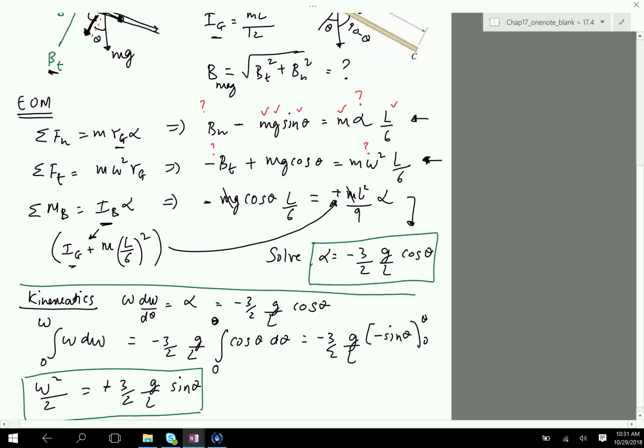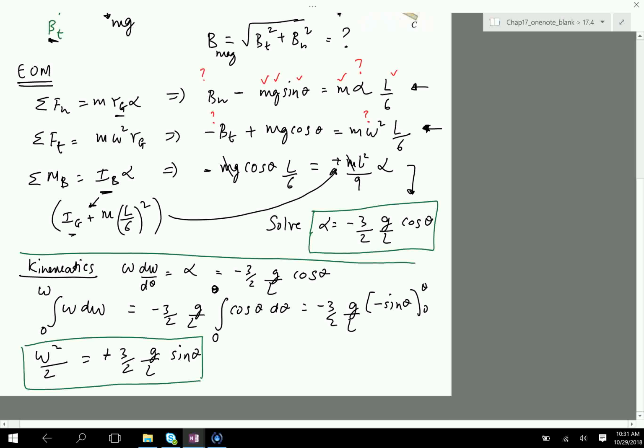Okay, so cosine, is it positive or negative? It's positive, okay. That's right. Derivative of sine is positive, so it should be positive. So this should be negative, not positive. That's fine.